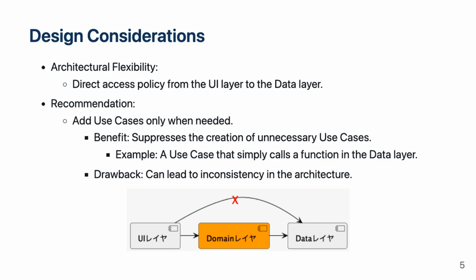Finally, let's discuss some design considerations when using the domain layer. When introducing a domain layer, you should carefully consider whether the UI layer should directly access the data layer. The benefit of a policy where you access the data layer via the domain layer is that you can maintain a consistent architecture. On the other hand, a design that always goes through the domain layer requires creating use cases even for simple function calls in the data layer. This can lead to an increase in classes that don't serve a substantial purpose. You should consider these pros and cons and choose an appropriate policy.